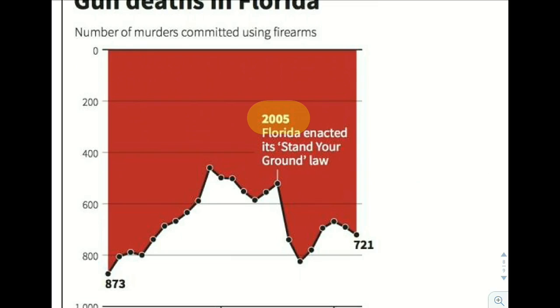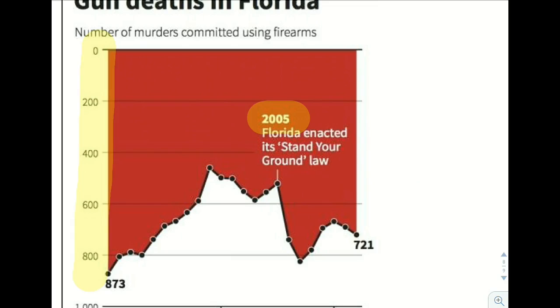And it looks like, based on this graph, that gun deaths actually dropped in the state shortly after that law was passed. But if you take a hard look at the graph, you'll notice on the side here what's actually going on. It's counting backwards.